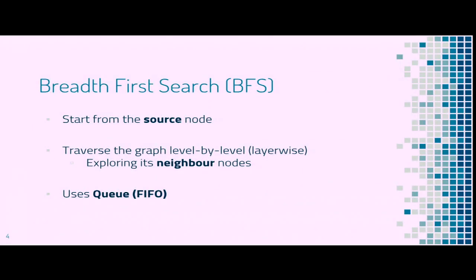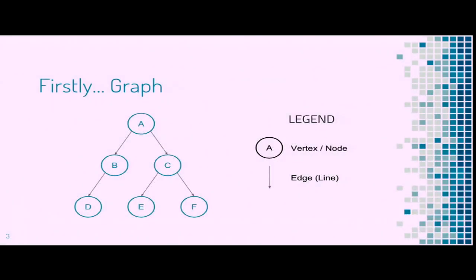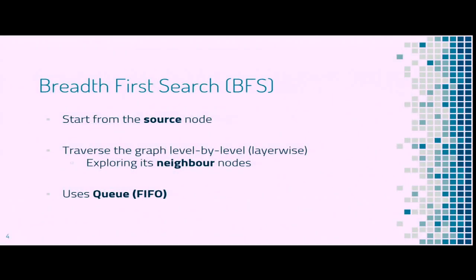What breadth first search does is it starts from the source node, and then it will traverse down the graph level by level, exploring its neighbor nodes. Essentially, what we want to do here is get from one point to another point. For example, how can you get from A to E? That is what breadth first search will help you with. One more thing is it uses a queue, the data structure, to help you with this algorithm.